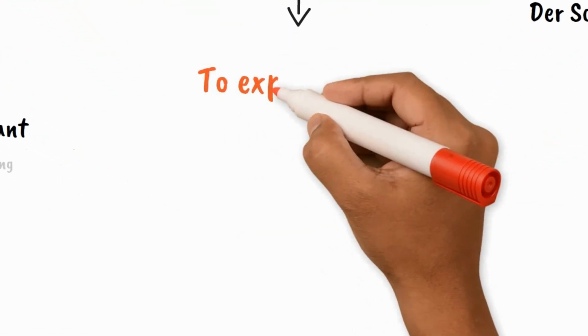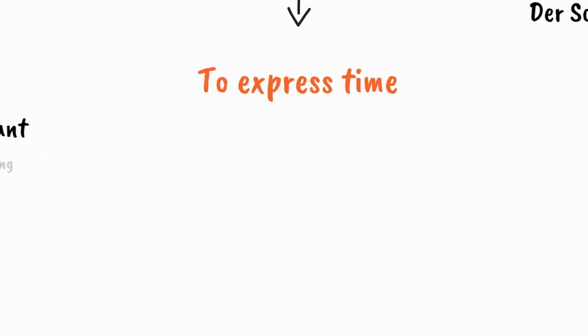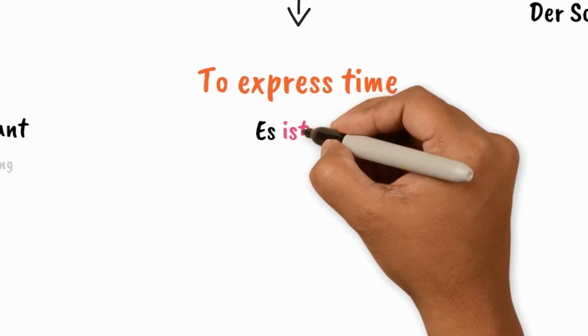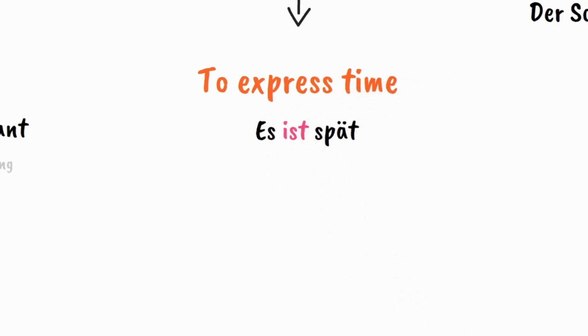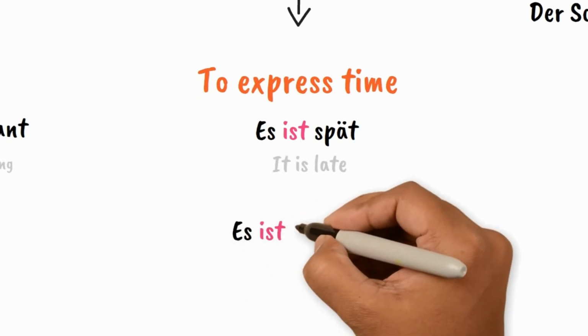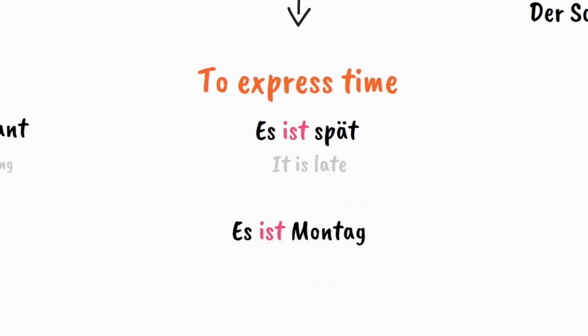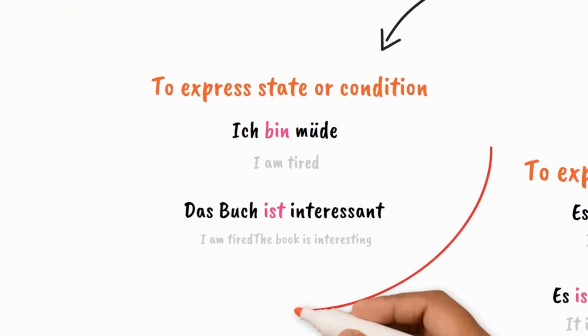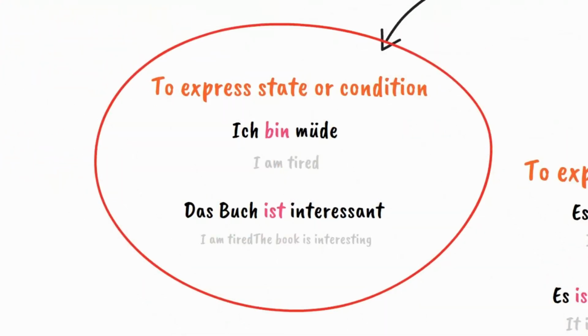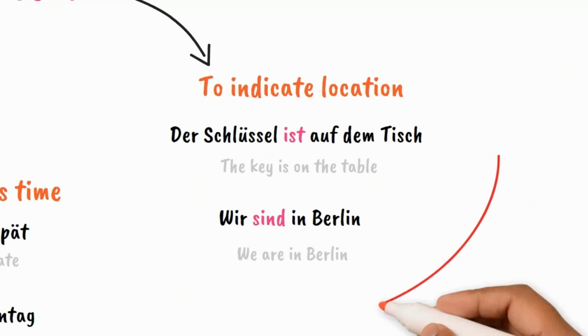Third, to express time. Es ist spät. Es ist Montag. At this level of learning German, you just need to focus on expressing state or condition and indicating location.